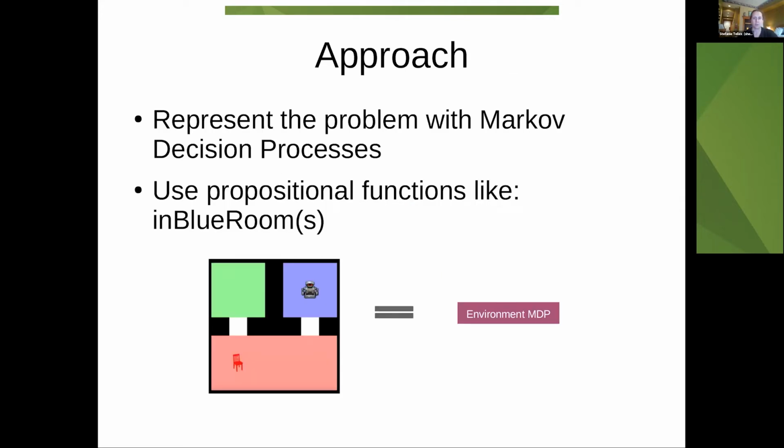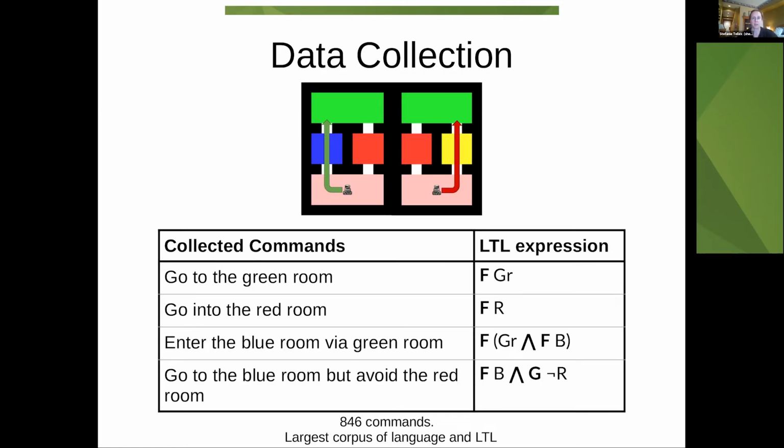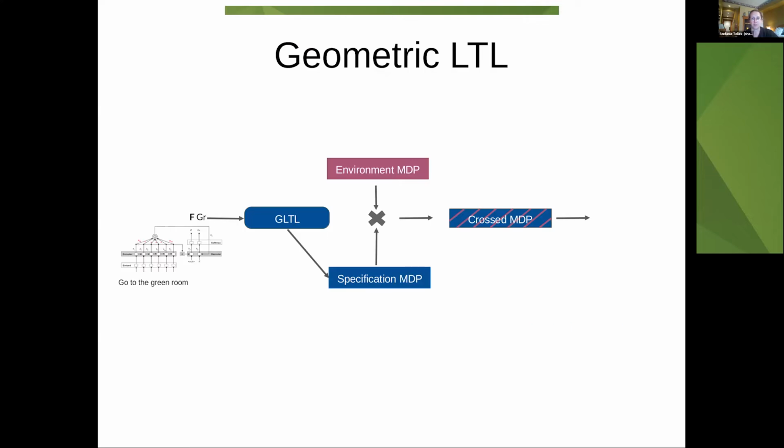So what our approach was using LTL is to represent this problem with a Markov decision process, an MDP, with propositional functions like whether or not I'm in the blue room. And we called this the environment MDP. And then we're going to skip to this bit and then go back to the data.